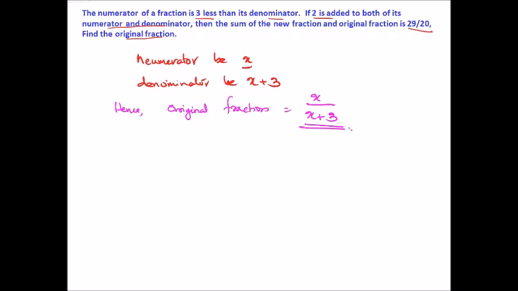What is the next condition? If 2 is added to both the numerator and denominator, the new fraction is equal to x plus 2 divided by x plus 5.